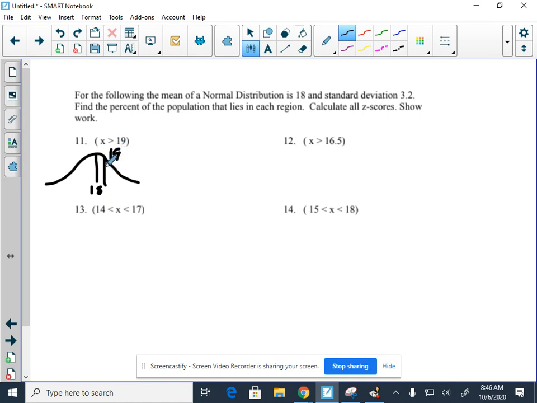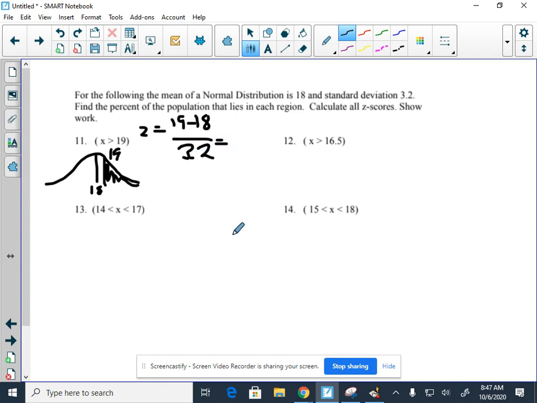All I would look for on the test is, did you shade to the right, because that's the greater than side. So that'd be 1 point. Next, I would look for a z-score. So z equals x, 19, subtract the mean. Remember, you always subtract the mean and divide by 3.2.